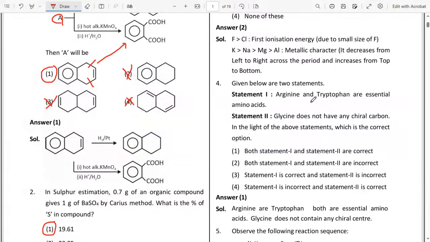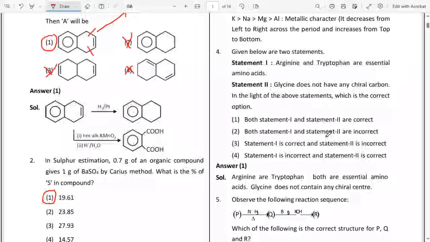Next, question number 4, given below are 2 statements. Statement 1, arginine and tryptophan are essential amino acids. Statement 2, glycine does not have any chiral carbon. In the light of the above statements, which is the correct option?